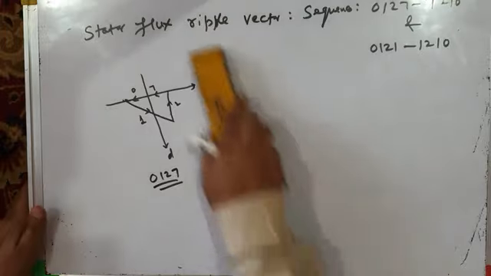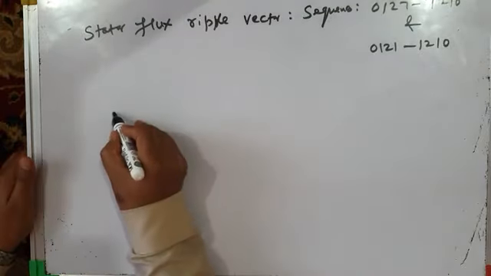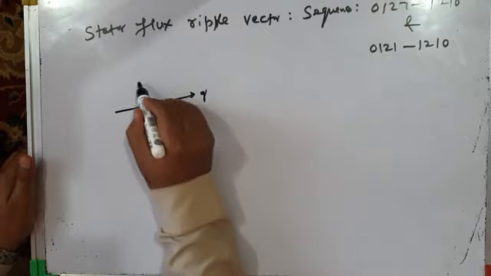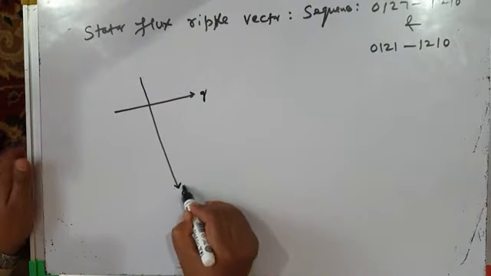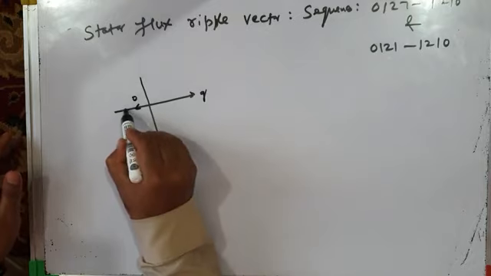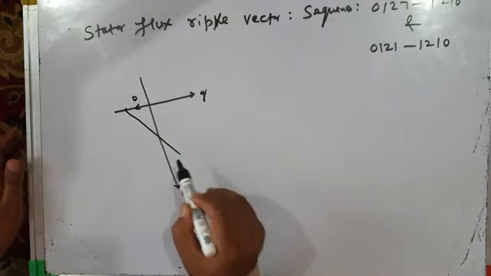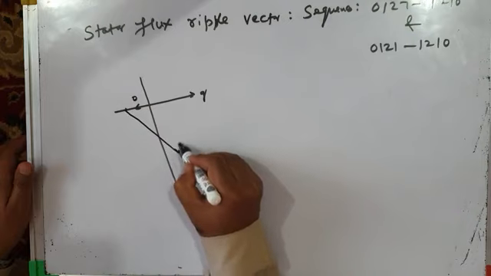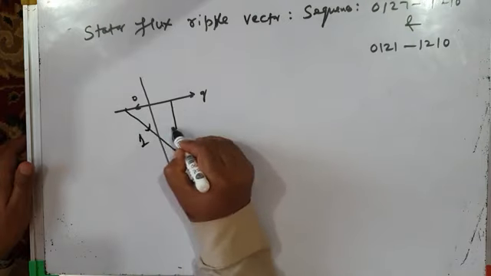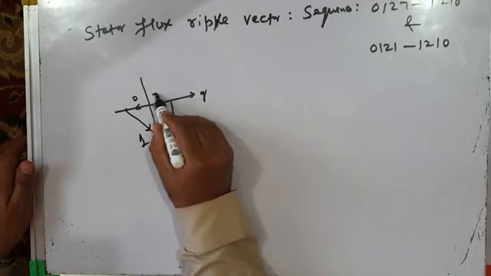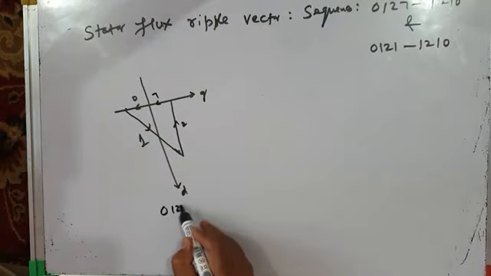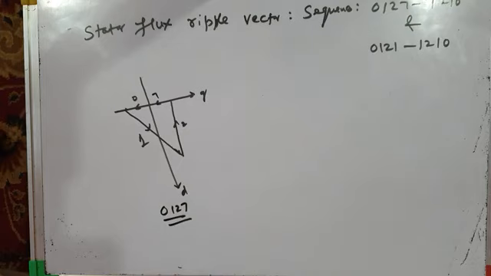So to put it in a better way: null vector 0, active vector 1, active vector 2, and null vector 7. This is with the conventional switching sequence, the conventional space vector based switching sequence 0127. I should write here CSV, conventional space vector, that is the CSV based sequence.